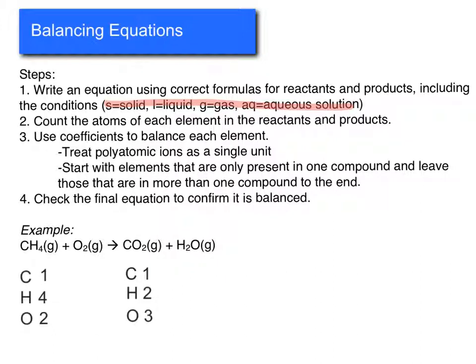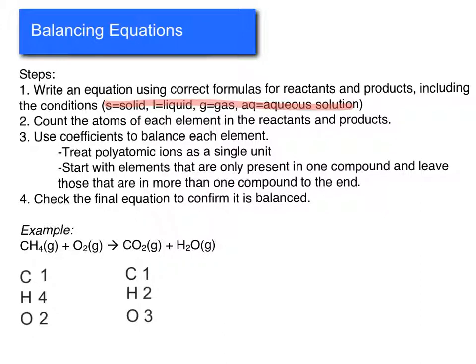And I generally tend to use as a rule for myself to leave elements that are in more than one place to the end. So that would be oxygen in this case because it's in more than one compound in the products. All right, so let's start with carbon because that's the one we wrote first. So we have 1 carbon on each side, so that one is balanced.